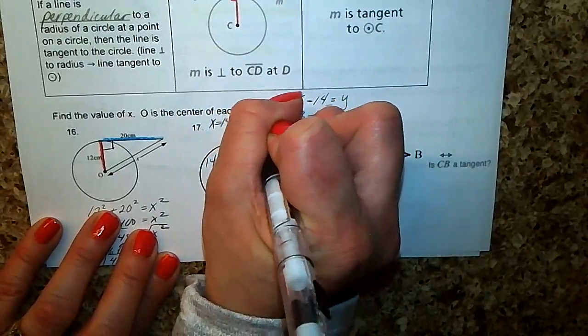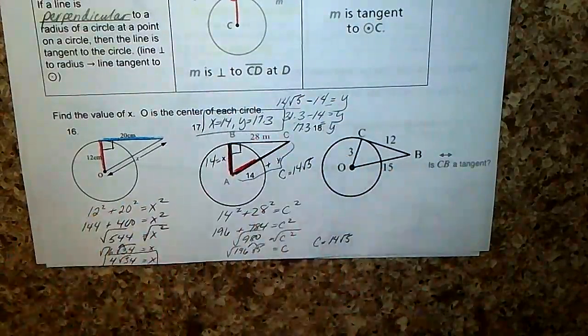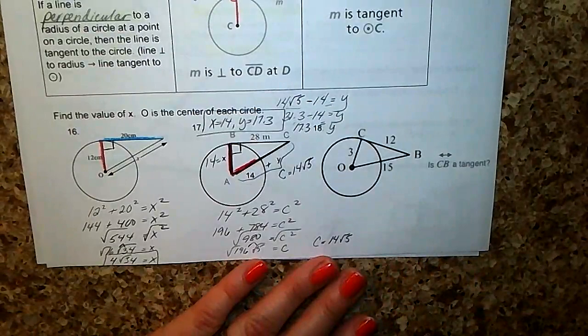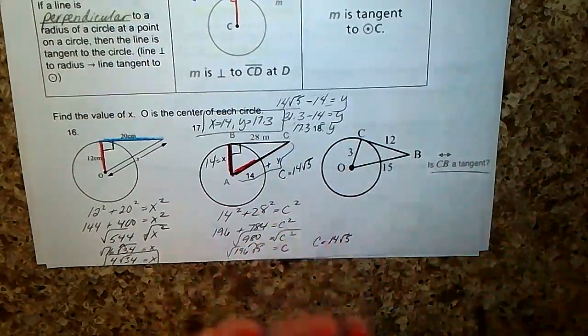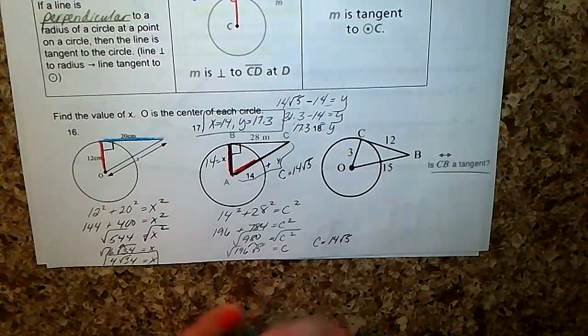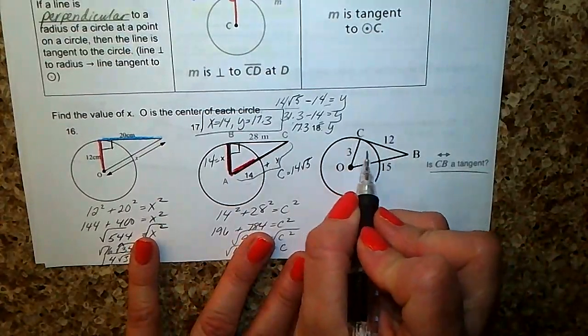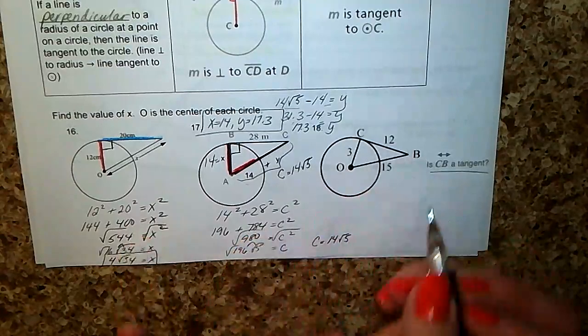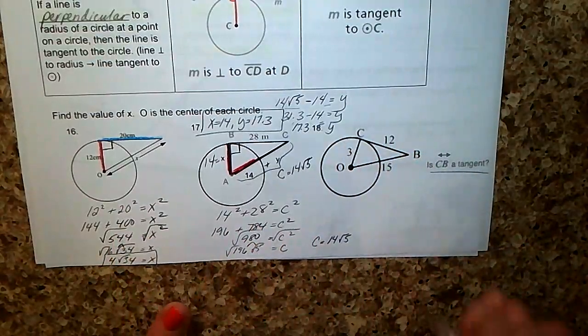All right, let's look at the last one. This last one says they already have all the numbers. They're asking you, is line CB a tangent? Is it a tangent? Okay, well, let's take a look. We don't know if this is a radius tangent. We're trying to figure out if it is. They've already given us these numbers. So what we could do is you're really going to try to figure out, is that a right triangle?